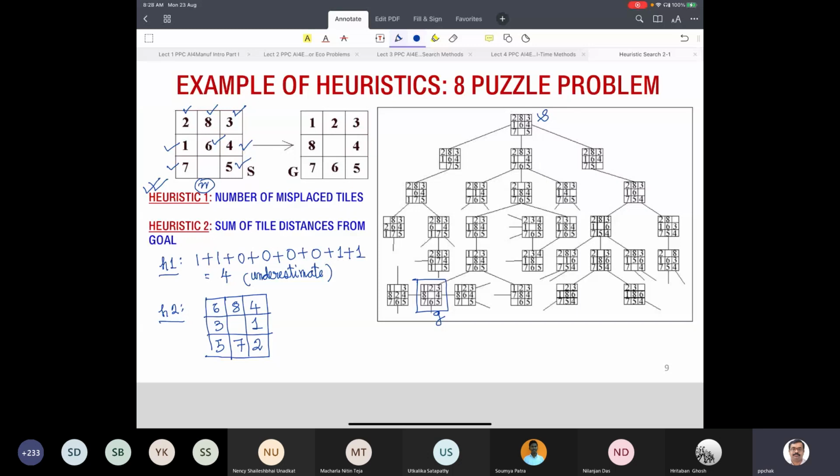What would be H2? How far would this be away from its goal? 2 steps. So can you tell me how far would 8 be away from the goal? 2. How far would 4 be away from the goal? 1.